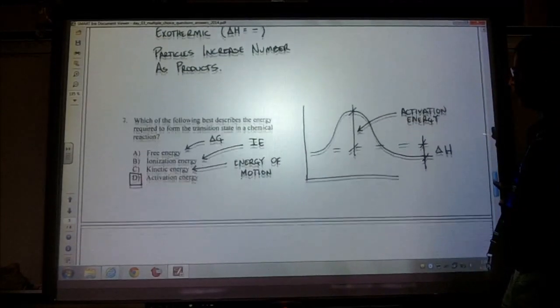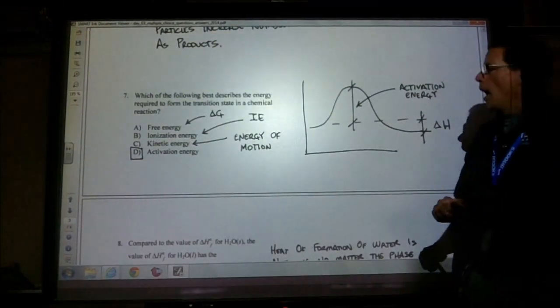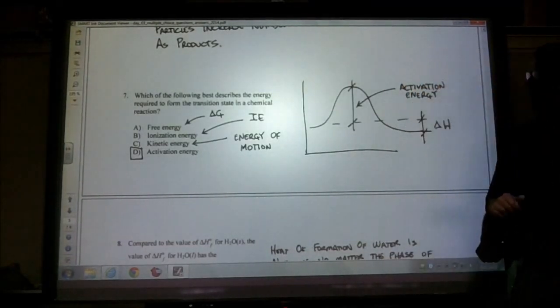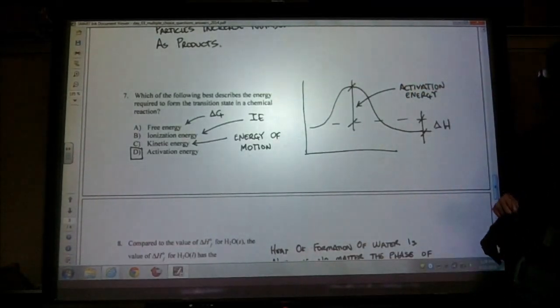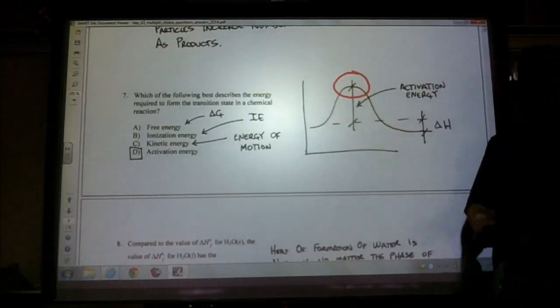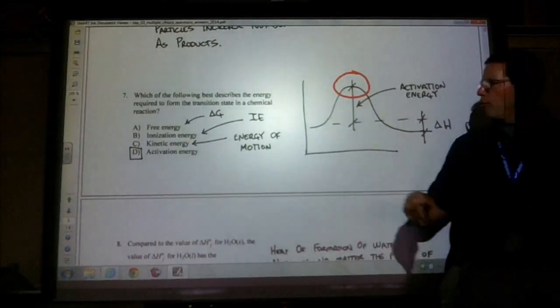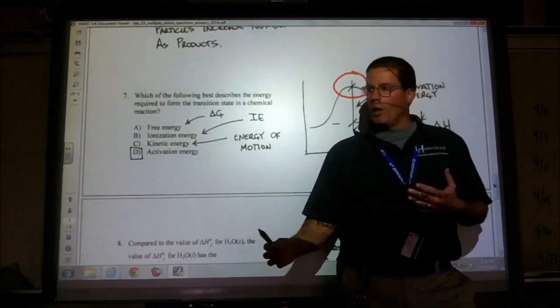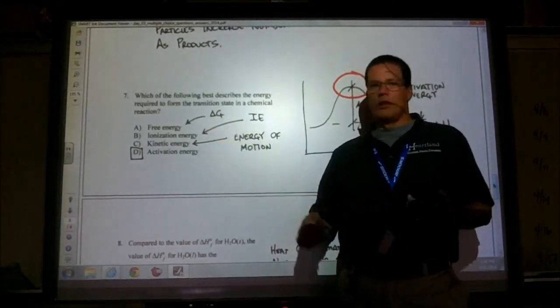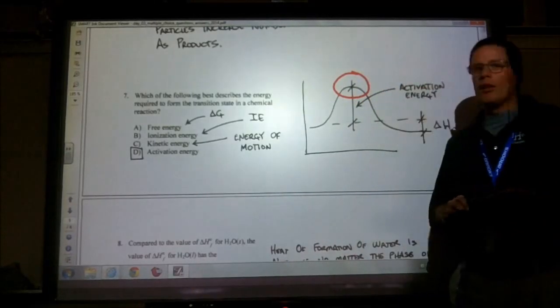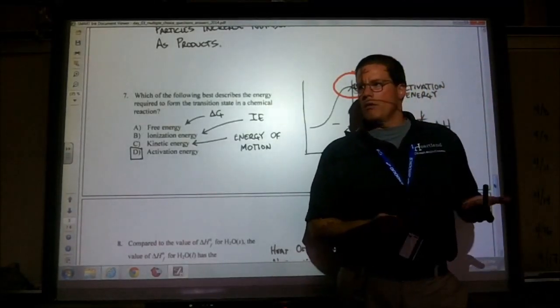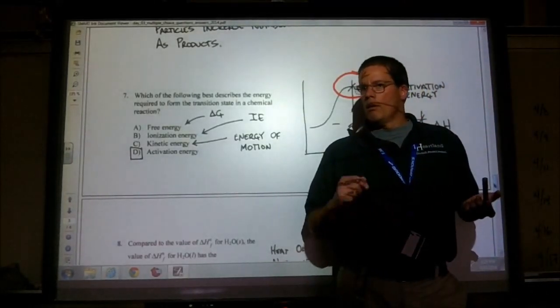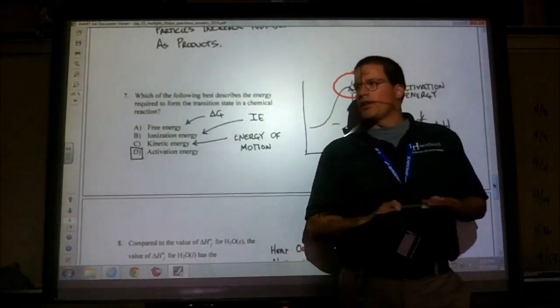All right, number 7. Which of the following best describes the energy required in the transition? So right in there, free energy is determining whether a reaction will take place or will not take place. So that's plus or minus. The ionization energy. What is ionization energy? The energy it takes to remove an electron. Gain an electron? So remove an electron, very good.